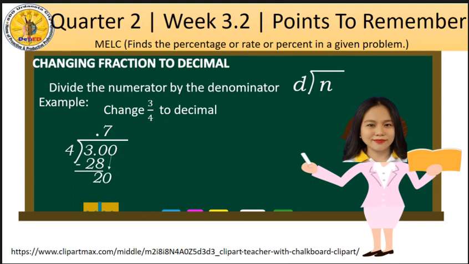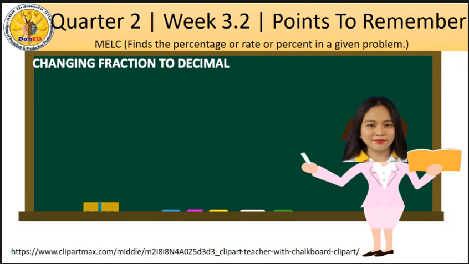20 divided by 4 is 5. 5 times 4 is 20. 20 minus 20 is 0. So 3/4 is equal to 75 hundredths. Let's have another example.